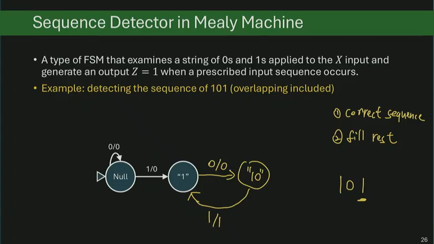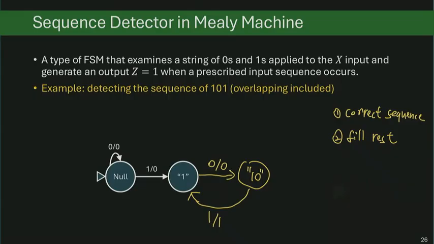So think about if you run it as 1, 0, 1, 0, 1, 0, 1. Suppose this is your input pattern. You go 1, 0, 1, produce an output of 1. 0, 1, output of 1. 0, 1, output of 1. So it does work properly for that overlapping 1, 0, 1 sequence.